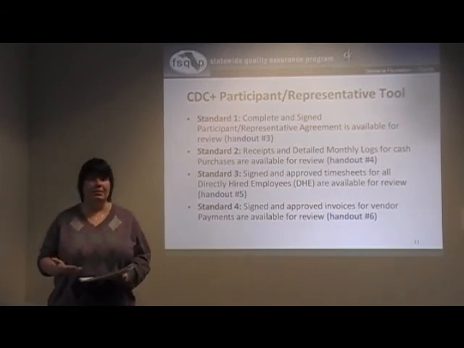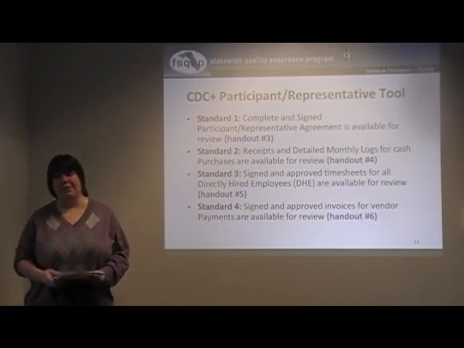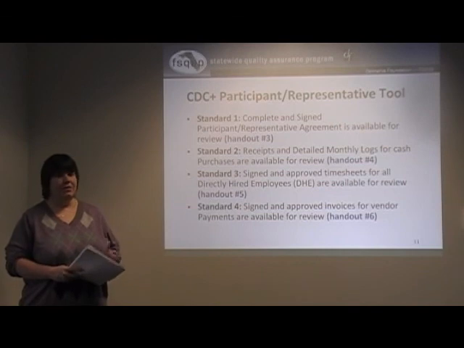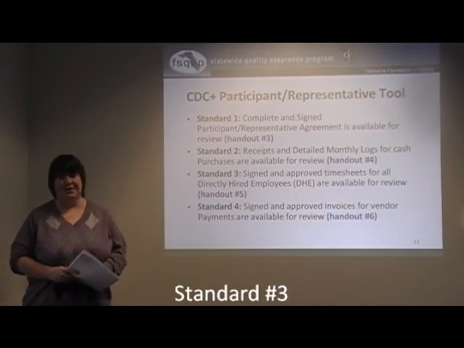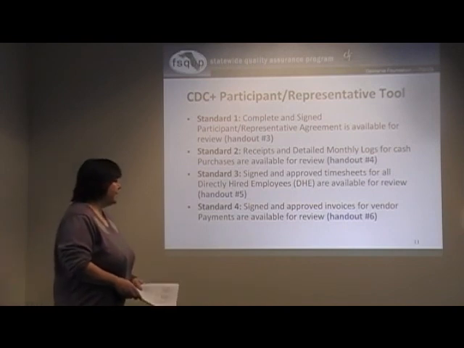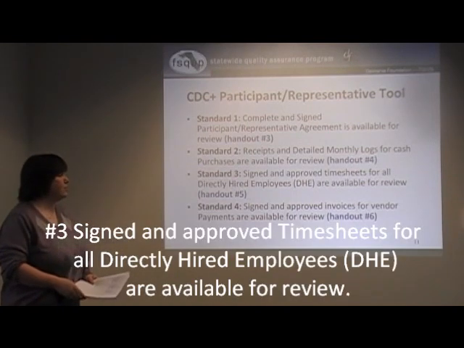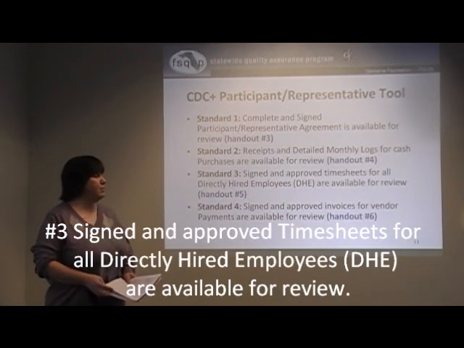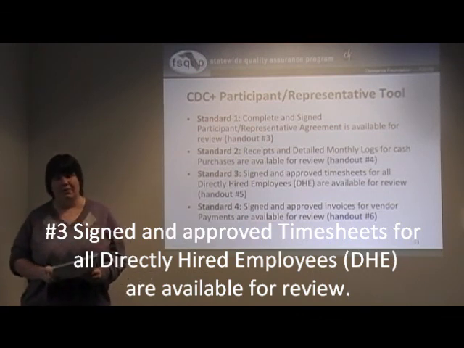And again, only applicable if you happen to be a representative and a participant who has cash on your purchasing plan. If you don't, the reviewer would just simply score this as NA, and we would move on to standard number 3. Now, standard number 3 is signed and approved timesheets for all directly hired employees are available for review.